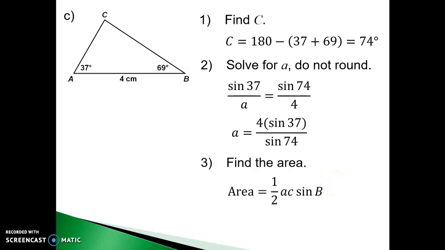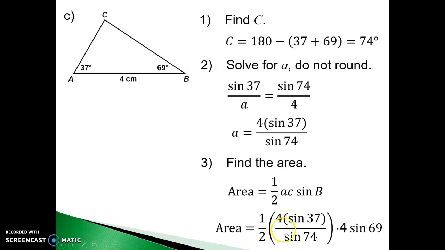So if we can use the area formula to find the area of this triangle, I know that it's 1/2 ac sine of B. And so if I just substitute, I've got 1/2. My a is 4 sine 37 over sine 74. My c is 4, and then sine of B, which is 69. And so if we plug all that into our calculator, we get about 4.7 centimeters squared.